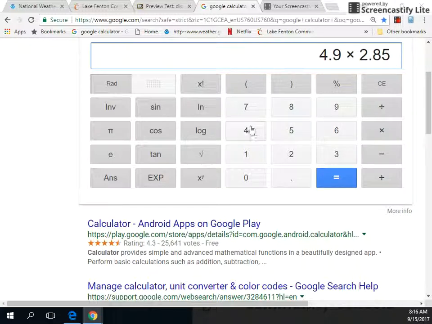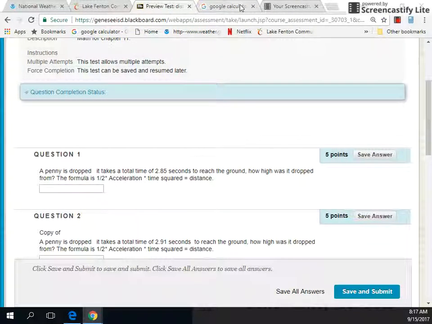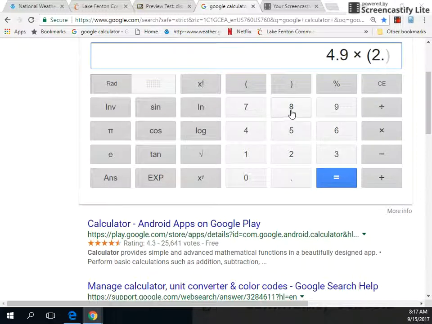2.85, and then the square button is somewhere, right? That's x to the y. Or you can add a parentheses and go 2.85 times 2.85 and parentheses. Parentheses are going to be vital throughout this entire semester. And now you've got your distance.